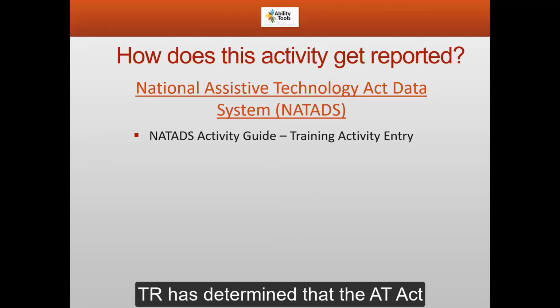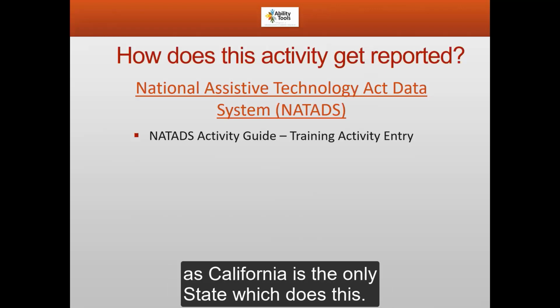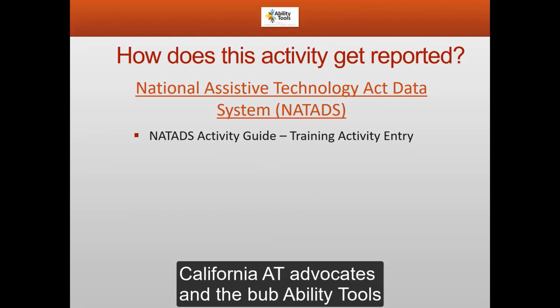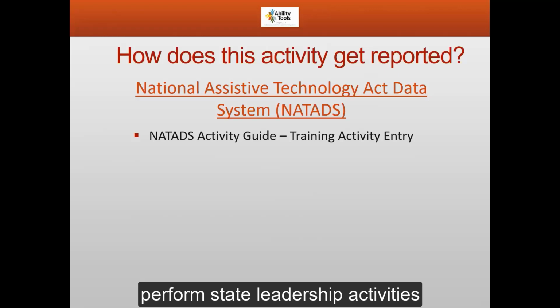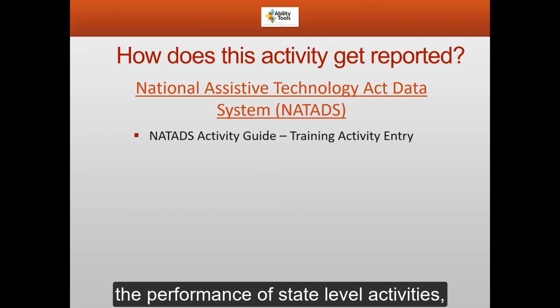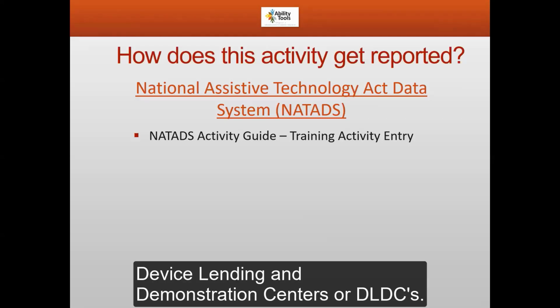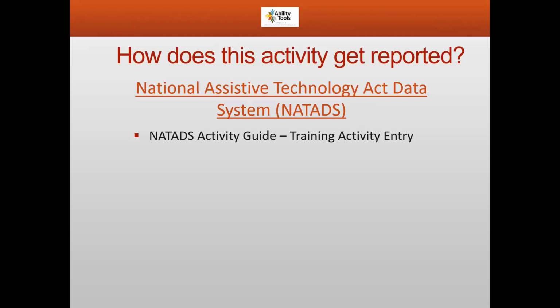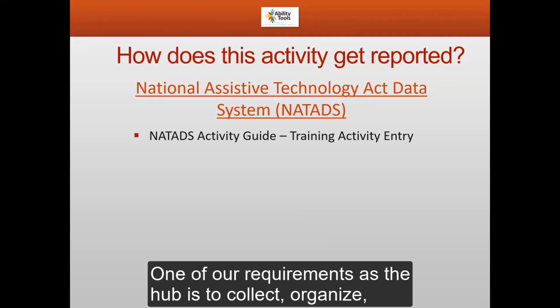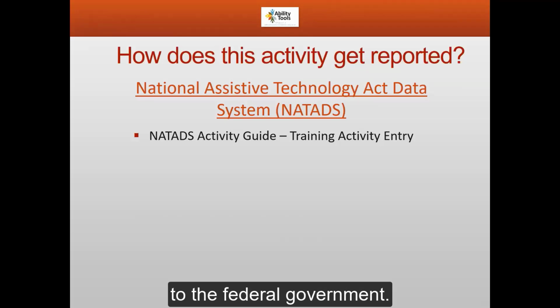DOR has determined that the AT Act and AT advocates will be supported under the same roof as ILCs, which is very unique, as California is the only state which does this. California AT advocates and the Hub, Ability Tools, perform state leadership activities, and Ability Tools as the Hub performs and contracts out the performance of state level activities, as is the case with California's Device Lending and Demonstration Centers, or DLDCs. One of our requirements as the Hub is to collect, organize, and report all state leadership and level activity data to the federal government.